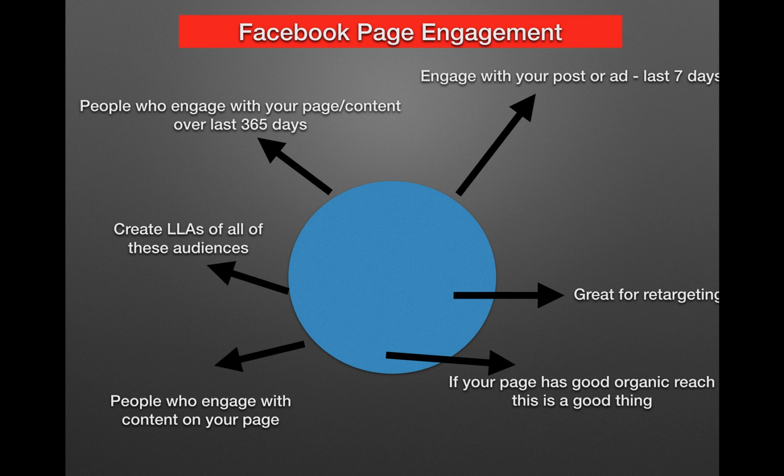Okay, you can also create lookalike audiences of all these audiences. So you can tell Facebook to create a lookalike audience of people who have engaged with the page over the last year. You can tell Facebook to create a lookalike audience of people who have engaged with your post over the last 7 days. Okay, if your page has good organic reach, which I always recommend it has, this is a good thing. And you can also target people who engage with your content on your page.